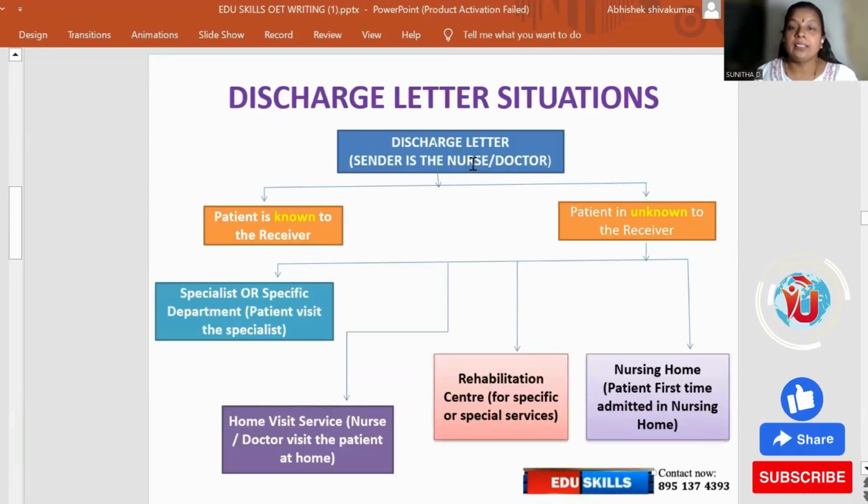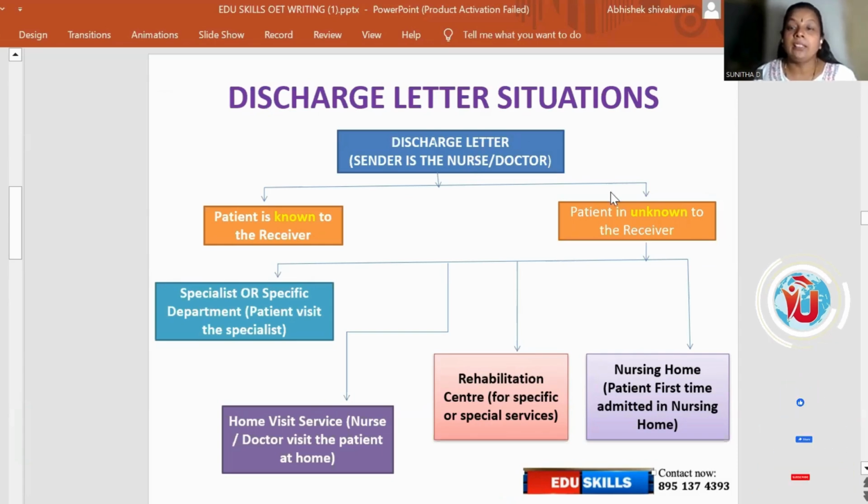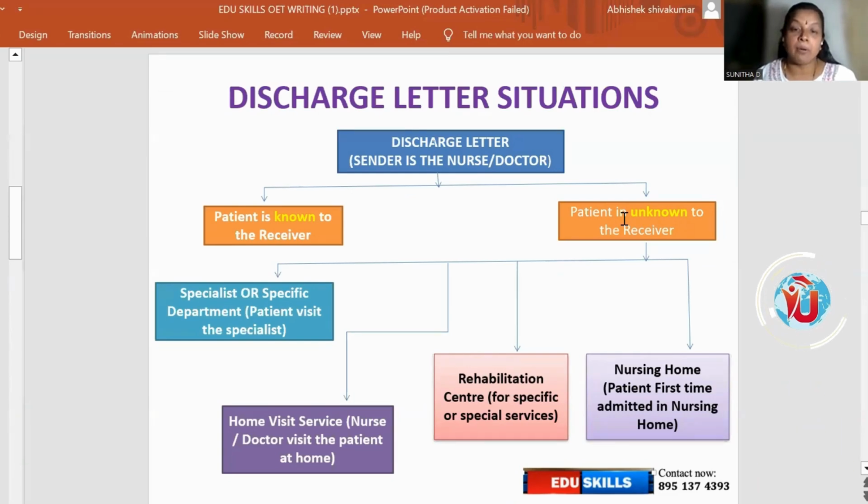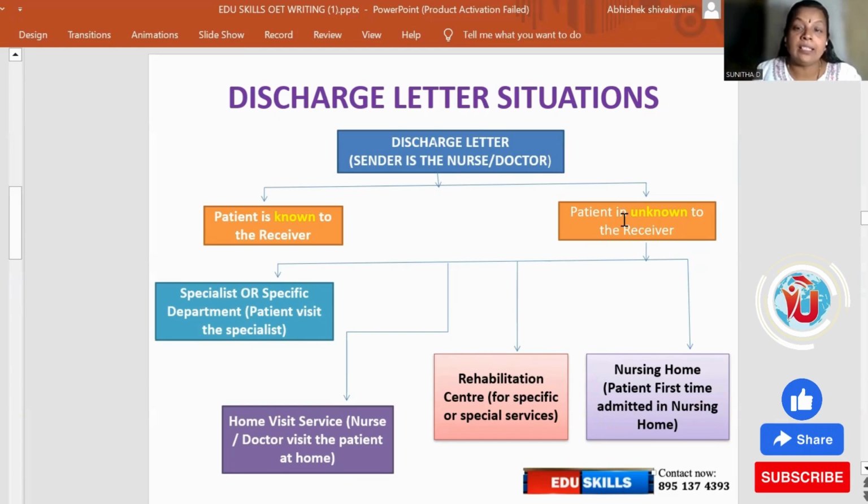In a discharge letter, the sender may be a nurse or a doctor or a physiotherapist, and the receiver doesn't know anything about the patient. The patient is unknown to the receiver. Which are the scenarios where we see such a letter? If you write a letter after discharge to a specialist or a specific department for a consultation or a visit, that is a discharge letter. But here the receiver does not have any idea about the patient's condition, so we have to write everything in detail.